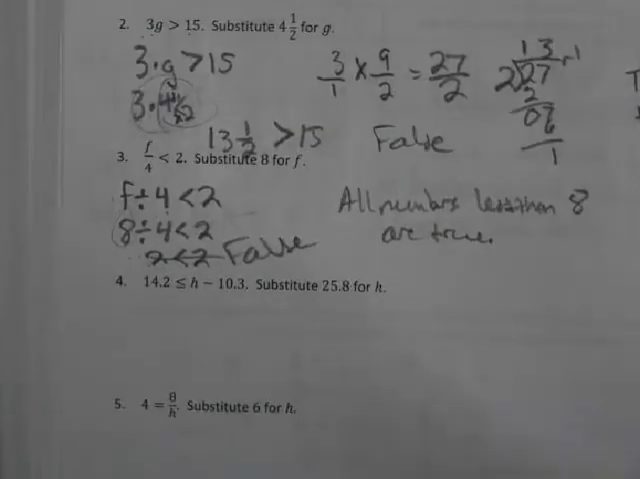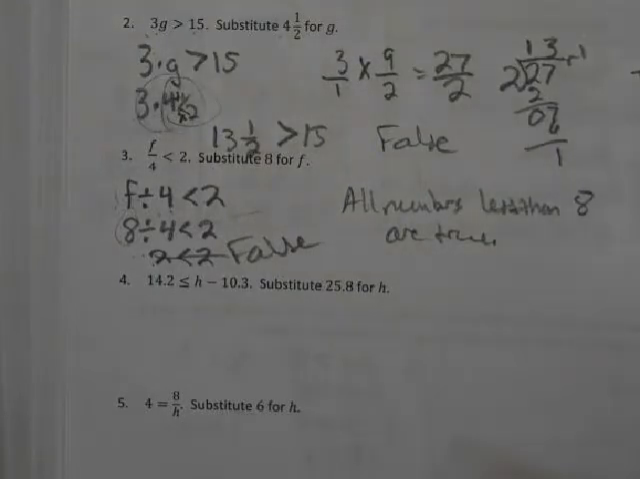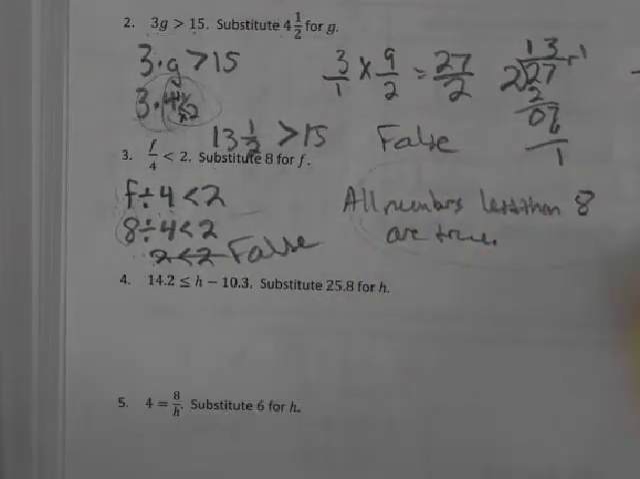Now, when you solve the rest of these, you don't need to say all numbers. You could pick a number. So if you said 6, if f equals 6, it's true. You could do that. If f equals 4, it's true. So if you wrote that, that still makes it true. This is just so that you know all the numbers that would make it true.